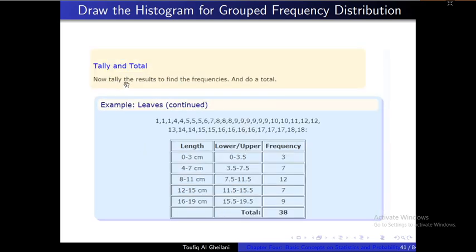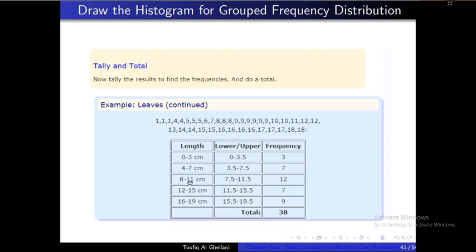Now tally the results to find the frequencies and do a total. For example, between 0 to 3, the frequency is 3, because we count how many 0, 1, 2 or 3 there are. Between 4 to 7, the frequency is 7. Why? Because here 1, 2, 3, 4, 5, 6, 7.